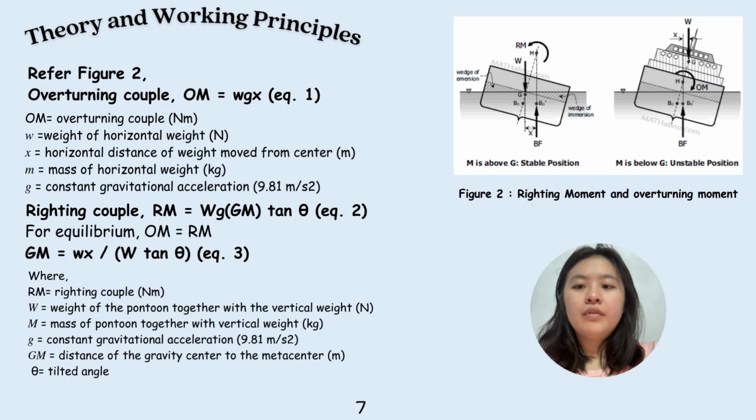Referring to figure 2, we have an overturning couple and a righting couple. Equation 1 is the equation for the overturning couple, and equation 2 is the formula to calculate the righting couple. For equilibrium, we know that the overturning couple is equal to the righting couple. Therefore, we combine them so we can calculate the distance of the center of gravity to the metacenter.